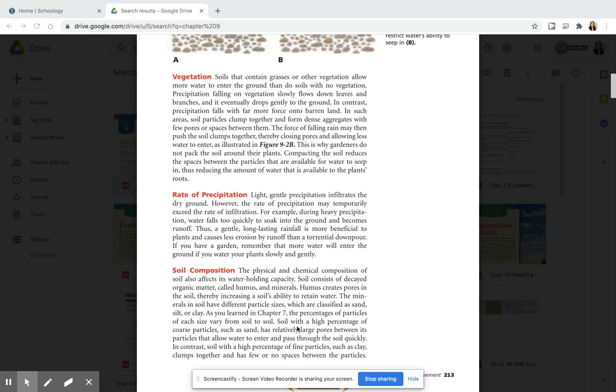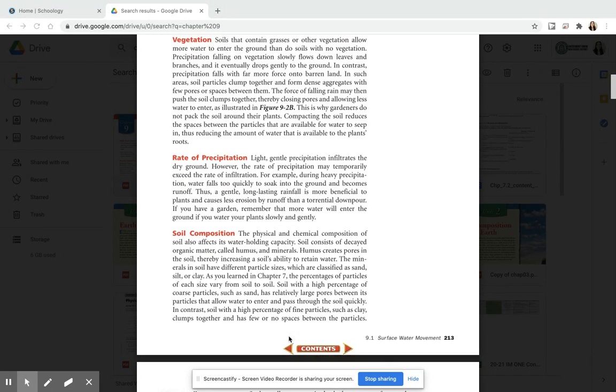This is why gardeners do not pack the soil under their plants. Compacting the soil reduces the space between the particles that are available for water to seep in, thus reducing the amount of water that is available to the plant's roots.